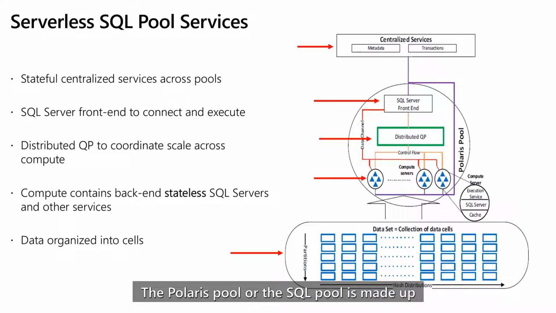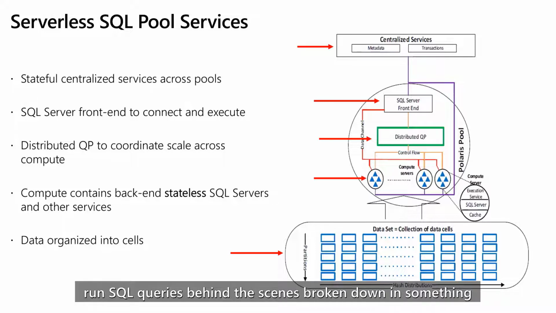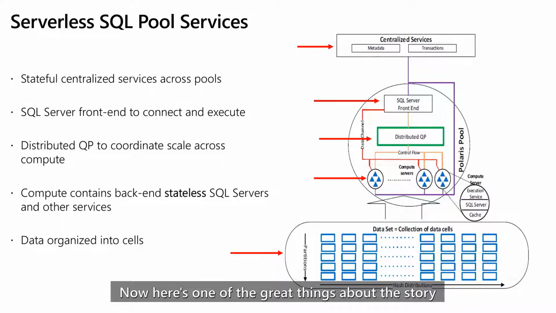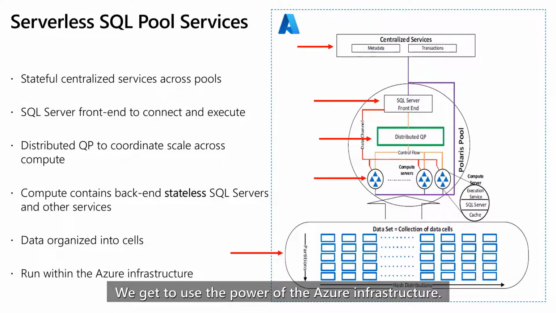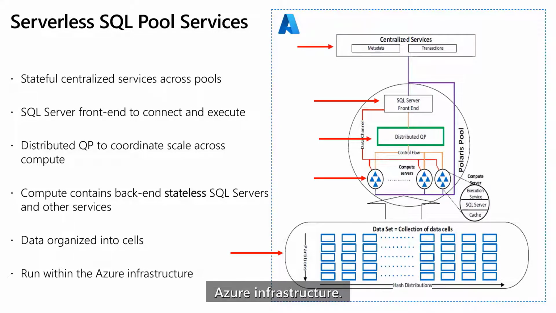The Polaris pool or the SQL pool is made up of a front end of SQL Server, a distributed query processing set of services, and a set of compute servers which are going to run SQL queries behind the scenes broken down in something called tasks. Now here's one of the great things about the story of being in Azure. We get to use the power of the Azure infrastructure. So all the things you get for fault tolerance and redundancy of things like compute, networking, storage, we get access to all of that by running all of our services in our pool in the Azure infrastructure.